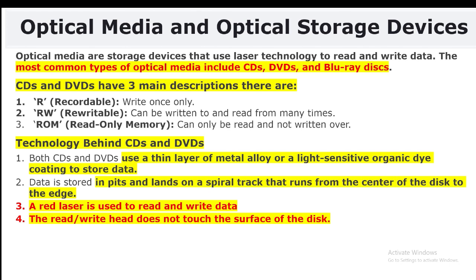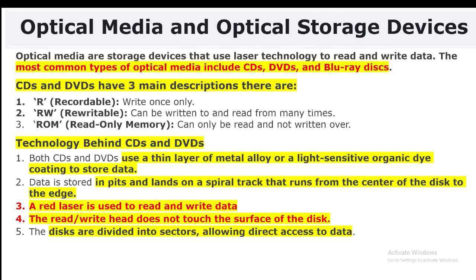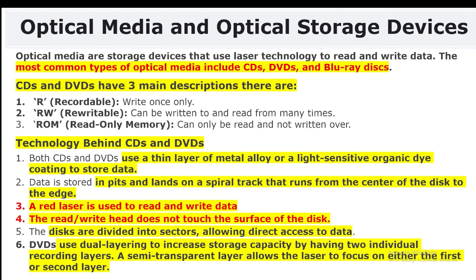And again, the read and the write head do not touch the surface of the disk. All right. And then the disk is being divided into sectors that allow you to directly access the data that you are interested in. And then finally, DVDs mostly have what is referred to as double layer. That means they have the capacity to store two individual recordings on a layer. Okay. And they have what is referred to as a semi-transparent layer that allows the laser to focus on either the first or the second layer and read from it.